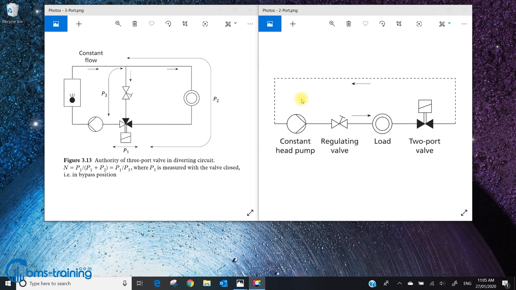That would be a great selection. The issue is that in real life, we never have this scenario. And I've often seen it before where people are sizing valves and trying to do it the right way, and they're using the pump head. So they're using the valve pressure drop divided by, say, 200 kPa or 300 kPa, the pump discharge pressure.